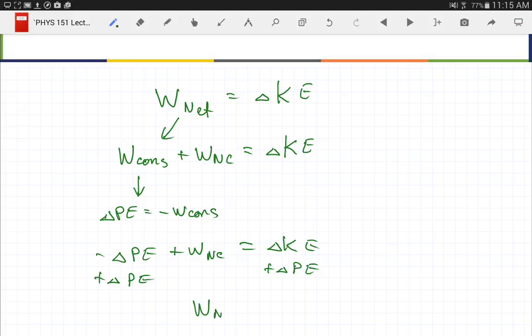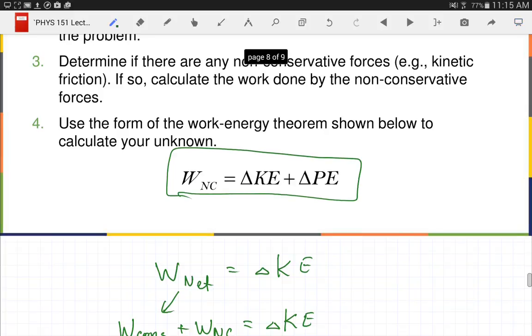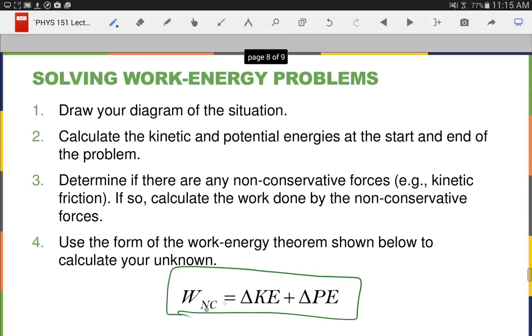And you get work non-conservative is equal to change in kinetic energy plus change in potential energy. Right? It wasn't a big step. It's just restating the work-energy relation, but using our definition of potential energy. But it's really, really useful because now we can just take our physical situation and say how much non-conservative work was done. That's going to be equal to the change in kinetic and potential energies.